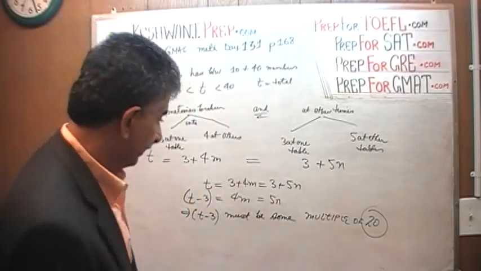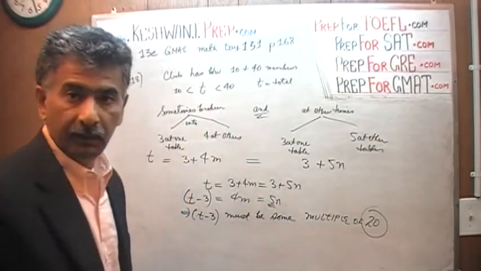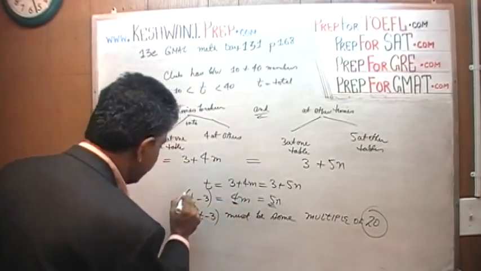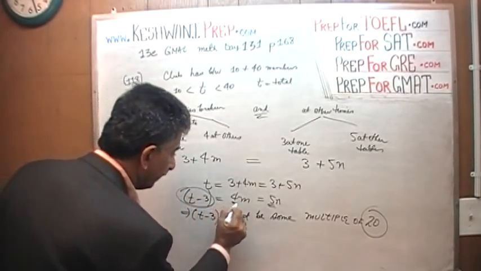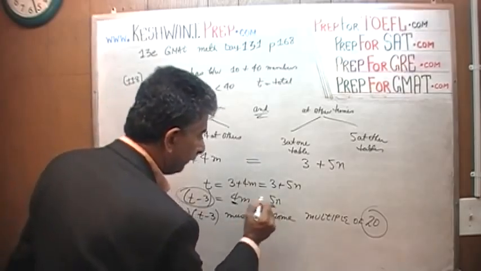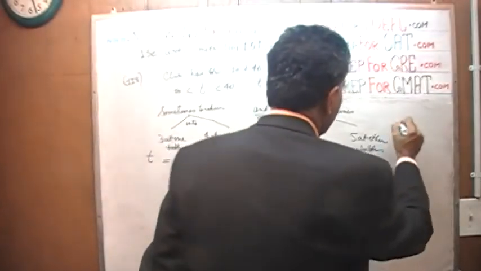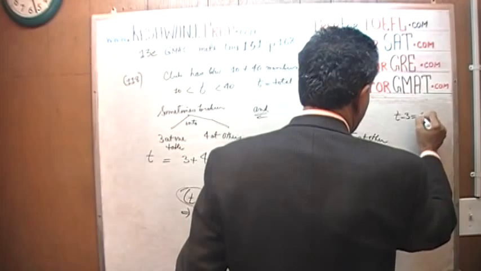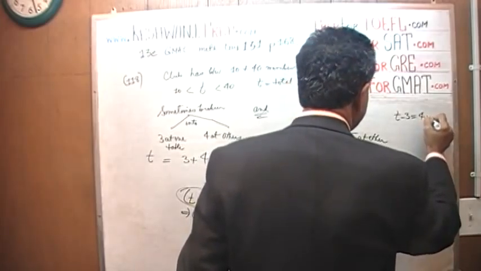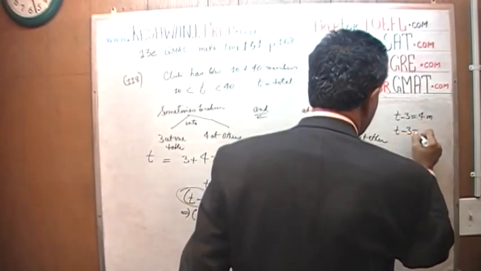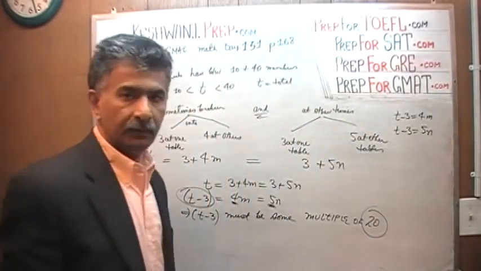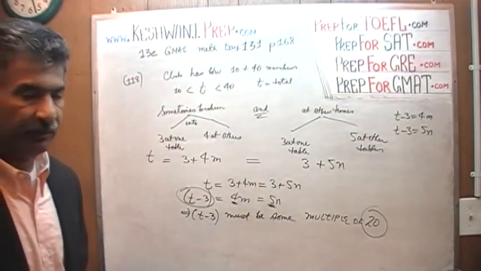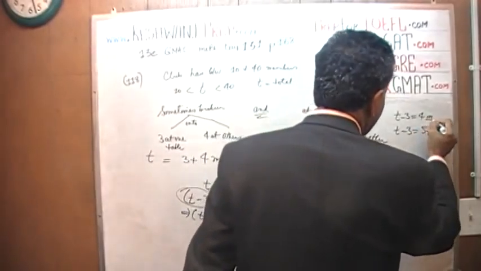Why? Because it can be divided evenly into 5 and it can be divided evenly into 4. This quantity t minus 3 can be evenly divided into 4, or it can be evenly divided into 5, because we just found out that t minus 3 equals 4 times m and t minus 3 equals 5 times n, which means t minus 3 is nicely divisible, because m and n have to be integers.